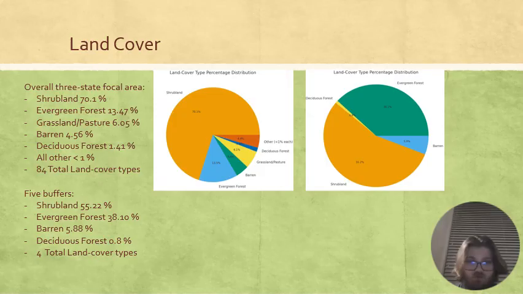Now, if we go to my 5 buffers, there were only 4 total land cover types that were seen. Shrubland being the most dominant at 55.22%, evergreen forest at 38.1%, barren at 5.88%, and deciduous forest at 0.8%.